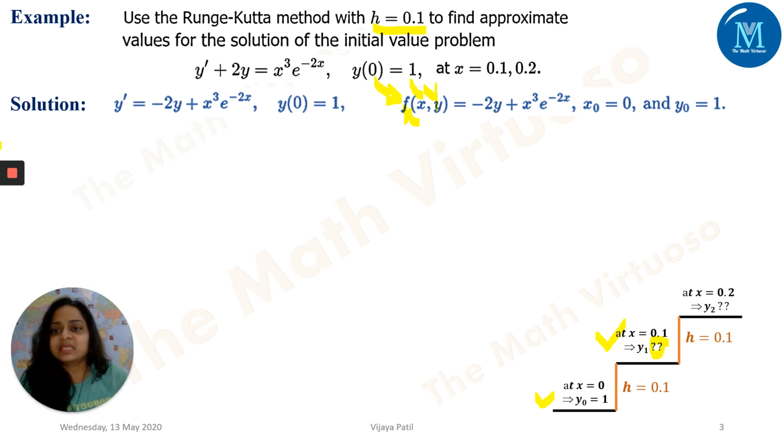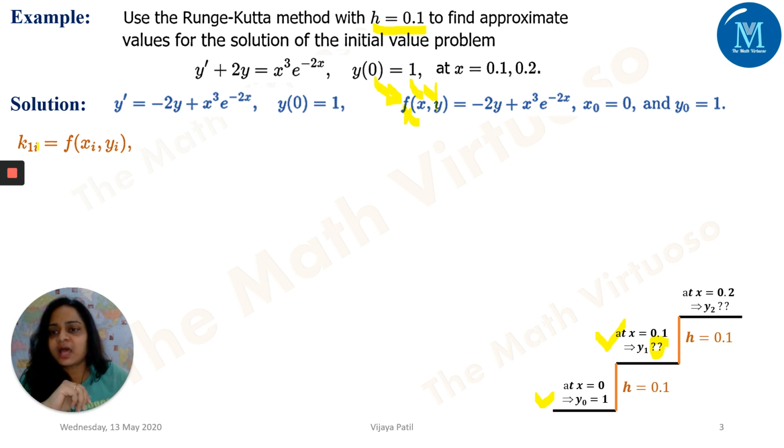So let us say y dash is nothing but f of x comma y, which is equal to minus 2xy plus x cube e to the power minus 2x, where x0 is 0 and y0 is 1. It's been given to me in the example. Let us calculate this again. Let's just recollect the formula from the previous.